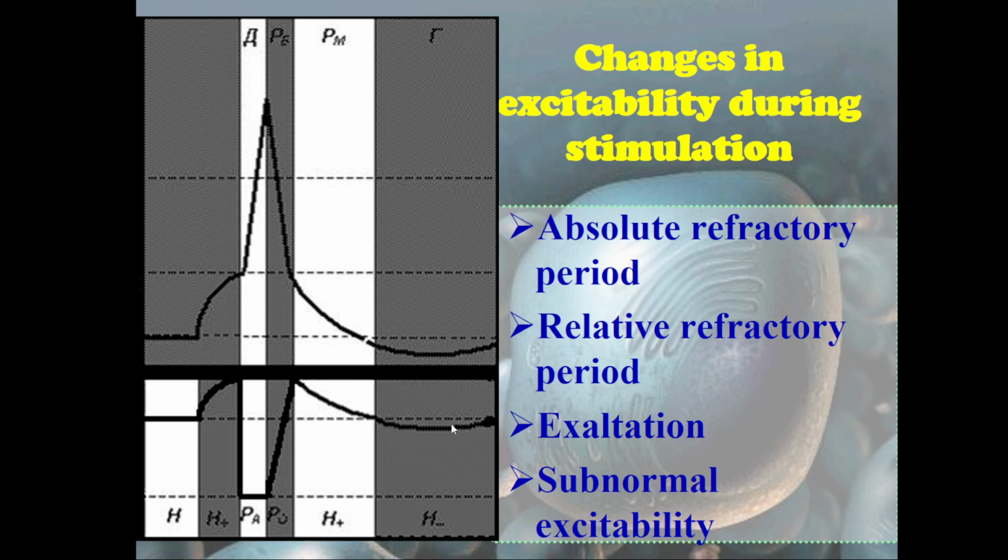And then finally, the sodium-potassium pump will allow the cell to recover the initial ionic asymmetry. Ionic asymmetry, as I told you, is when potassium ions are in excess inside and sodium ions are in excess outside. And again, normal excitability.